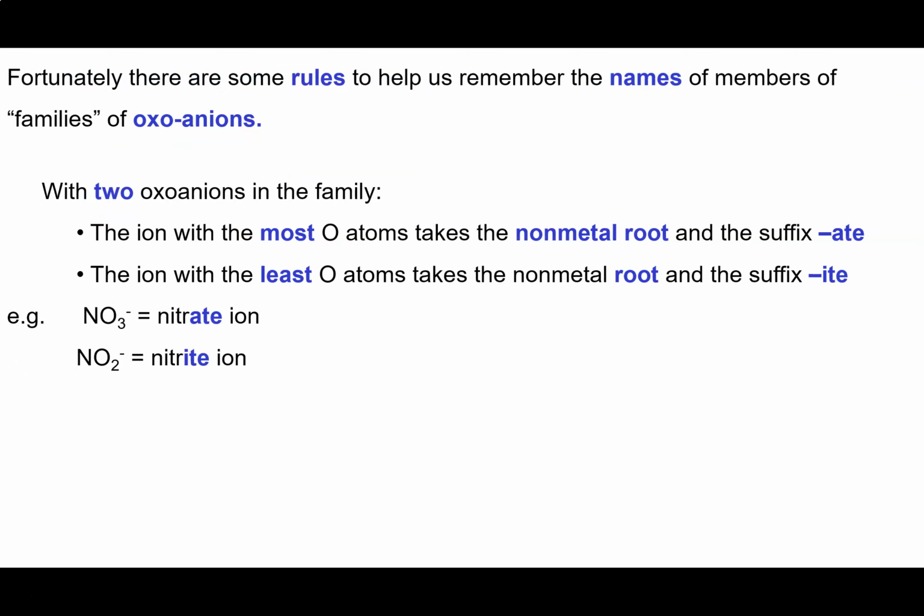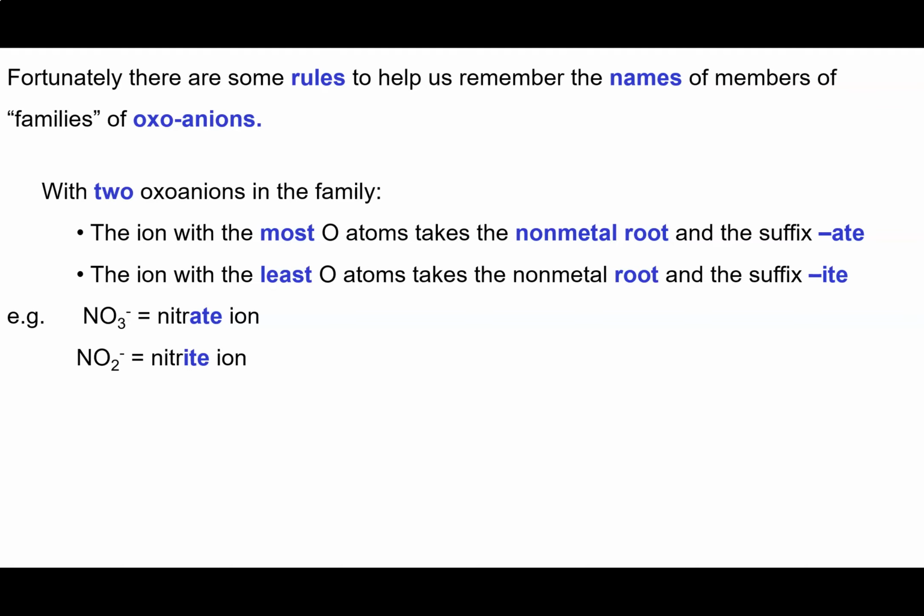So how do we know the names of these things? The important thing to recognize is that there are no hard and fast rules for polyatomic ions. So the best thing to do is to find a web page that has a nice extensive list of their formulas, charges, and names, and make sure you've got it bookmarked.